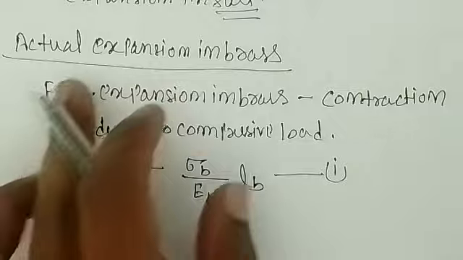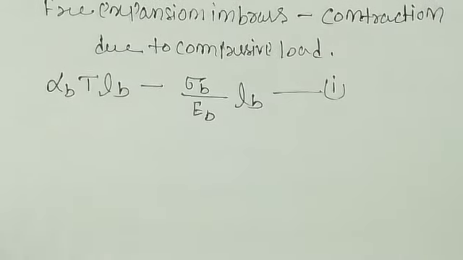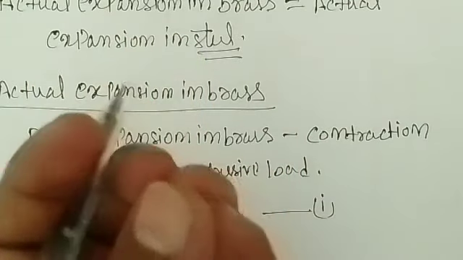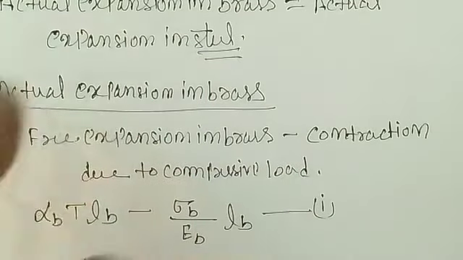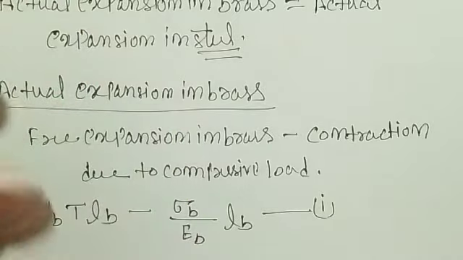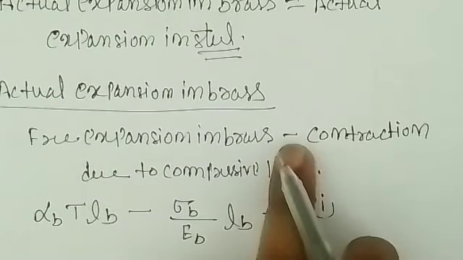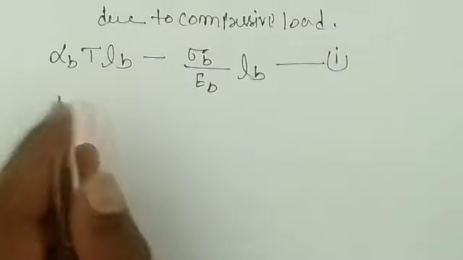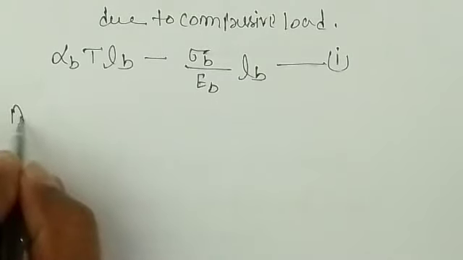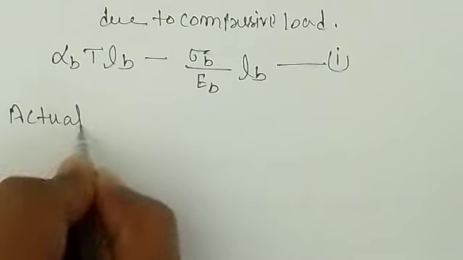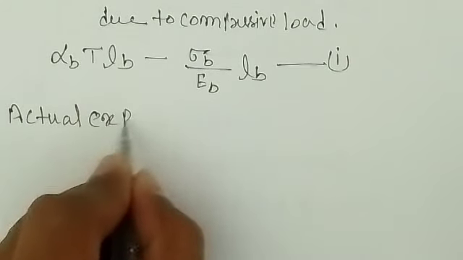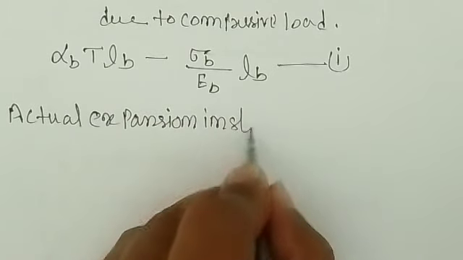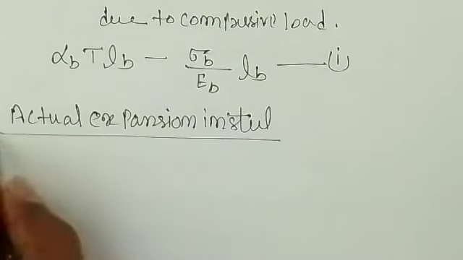Next, the actual expansion in steel. The steel has expanded by itself because of the temperature rise, and then we apply the tensile load, meaning we are pulling it and increasing the length. So here we have an extension in steel due to tensile load. So you can write next the actual expansion in steel. So what is that?